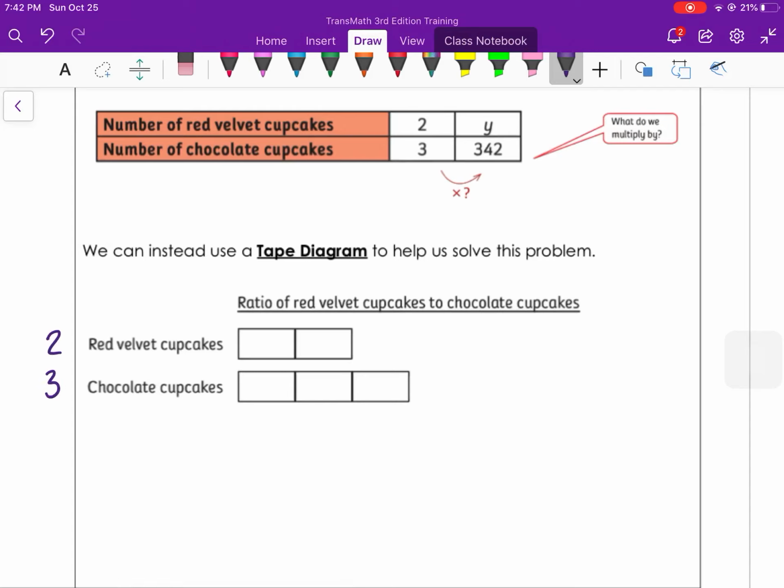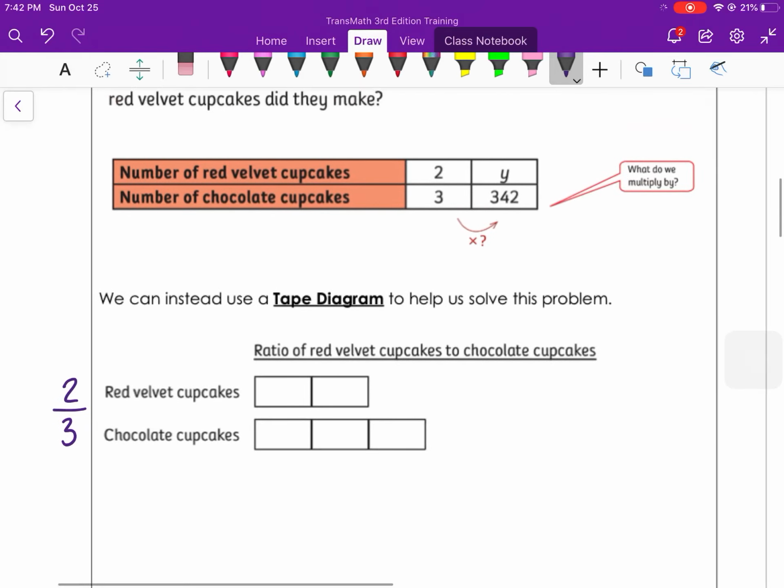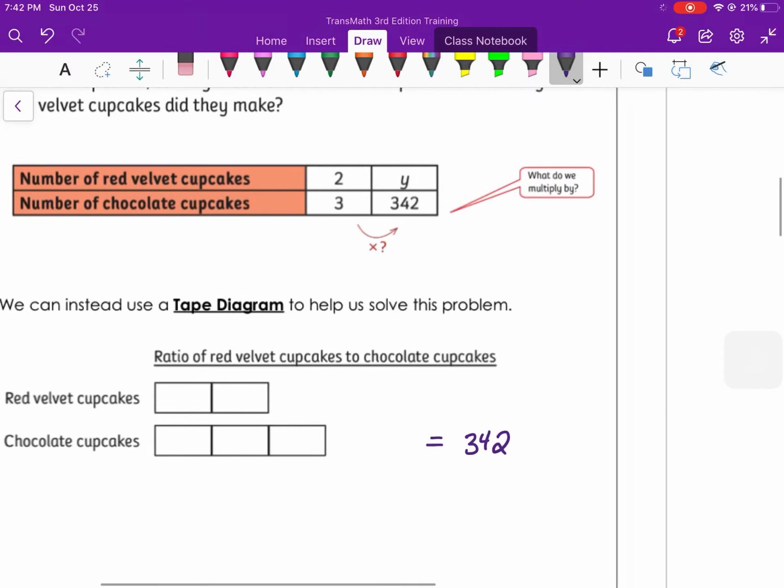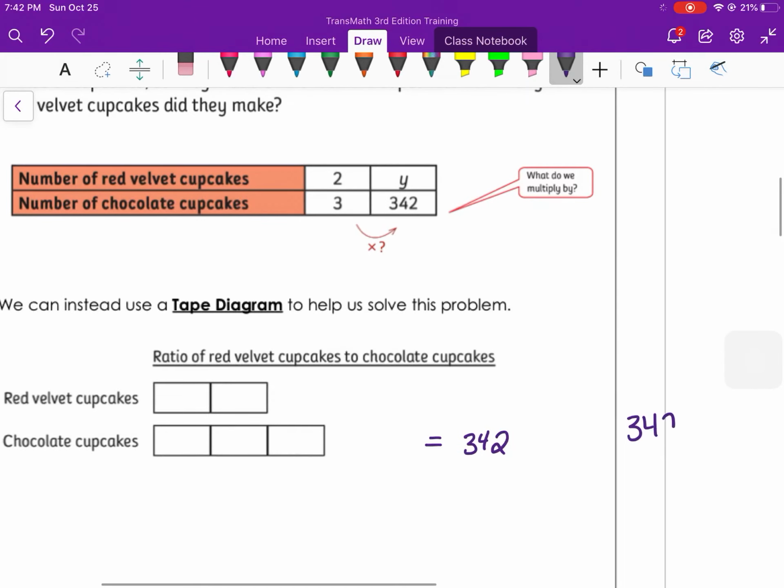Since the ratio was 2 to 3, we make 2 boxes for the red and 3 boxes for the chocolate. Now, I knew that there was 342 chocolate cupcakes, so that means that this row of 3 has to equal 342. So we can take 342 and divide it by 3, and that's going to tell me how many cupcakes are in each box.